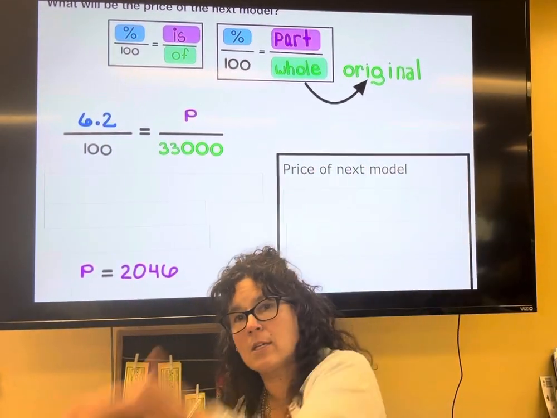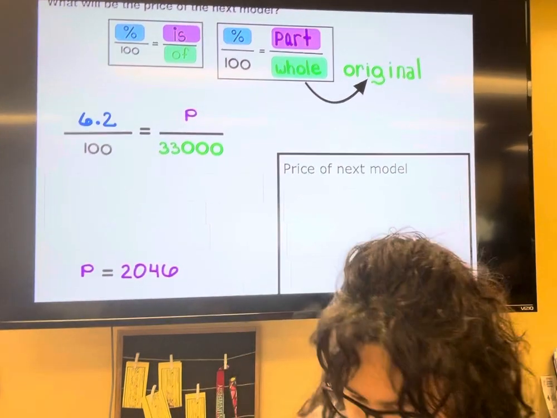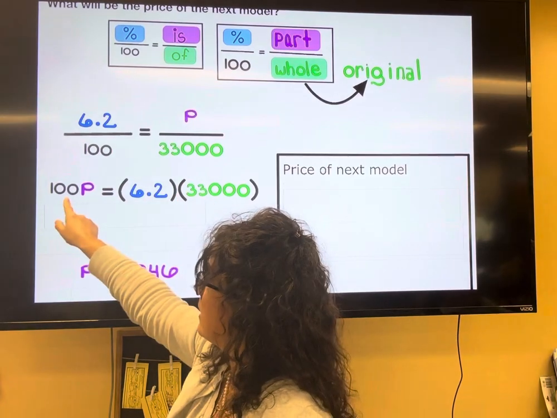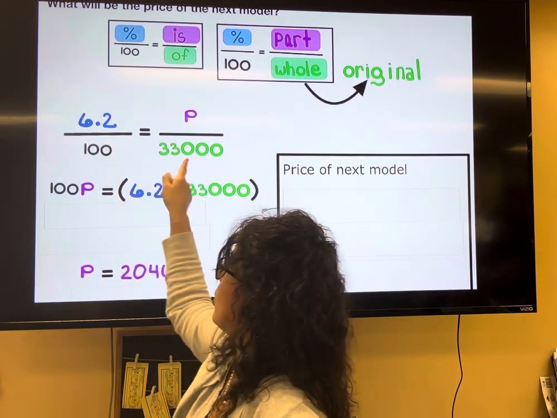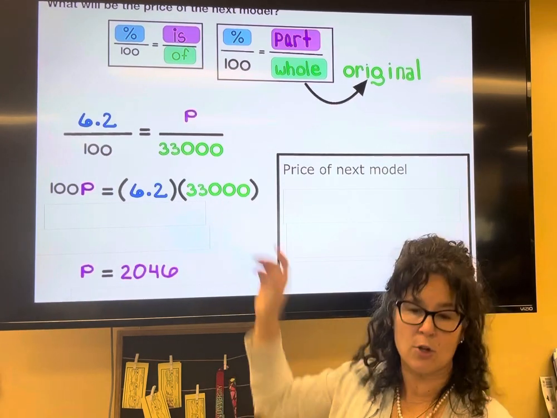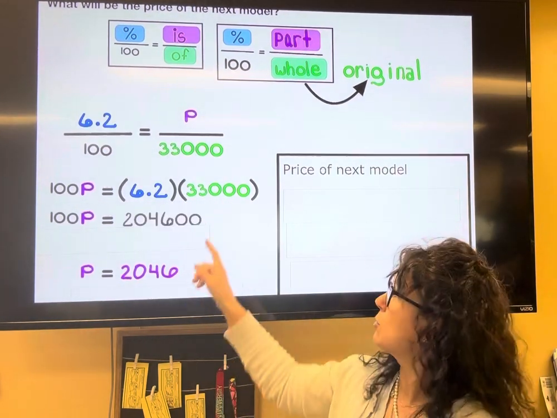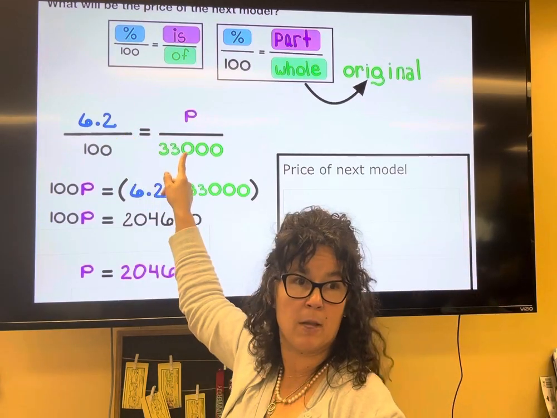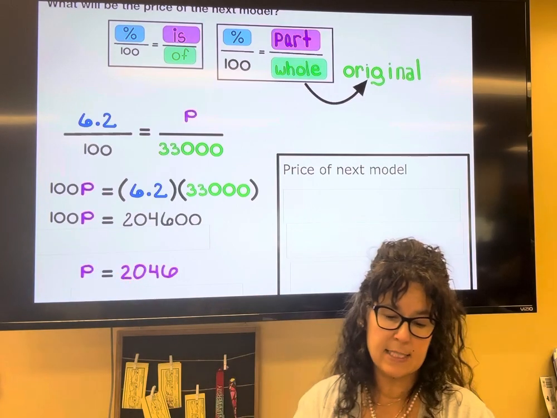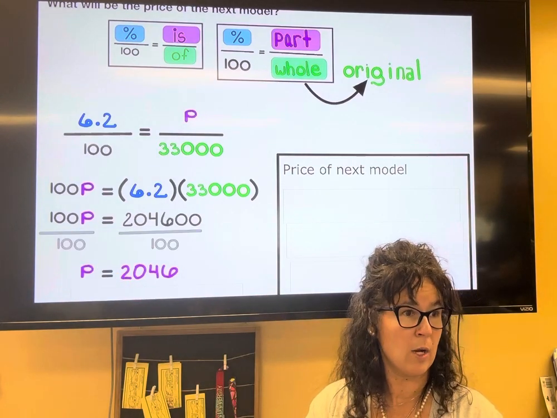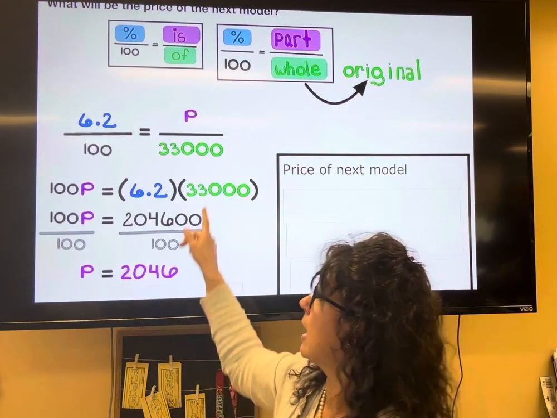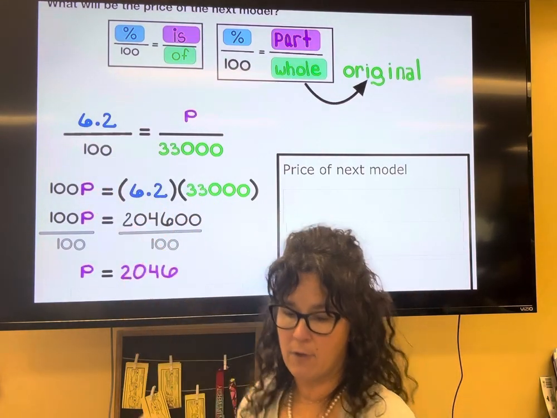Now, if you forget the cross multiply then divide as a shortcut, remember you can always set this times this equal to this times this. I'm going to go ahead and go back and do that, setting 100 times P equal to 6.2 times 33,000. Multiplying 6.2 times 33,000, which really amounts to the cross multiply, then divide. To get the P by itself, I've got to divide by 100. So this is just the work that leads to the shortcut cross multiply then divide.